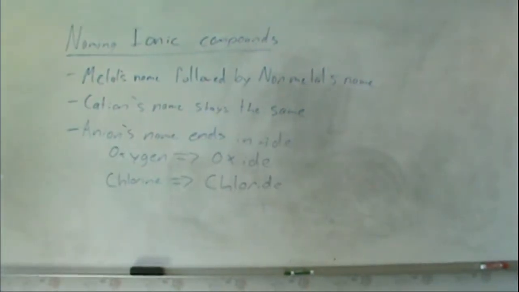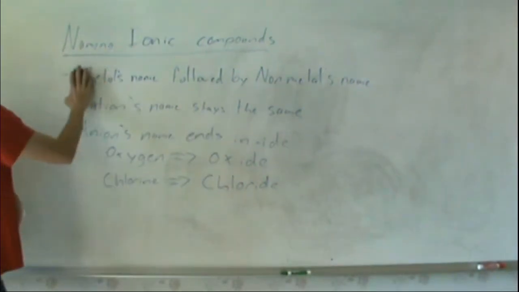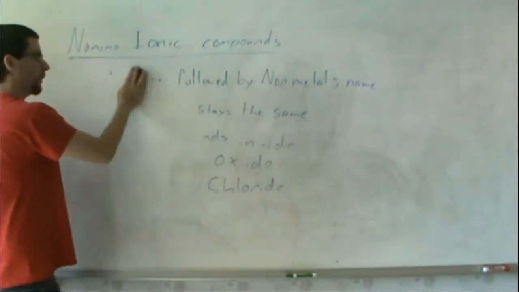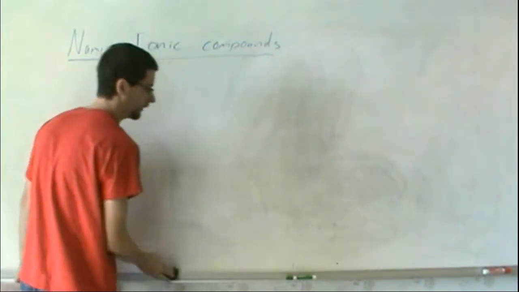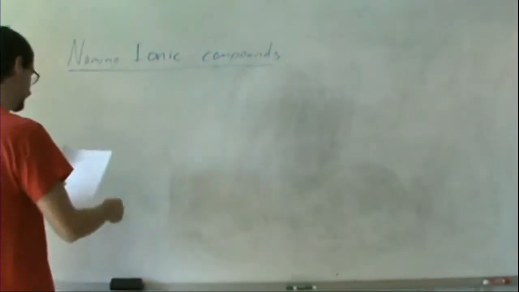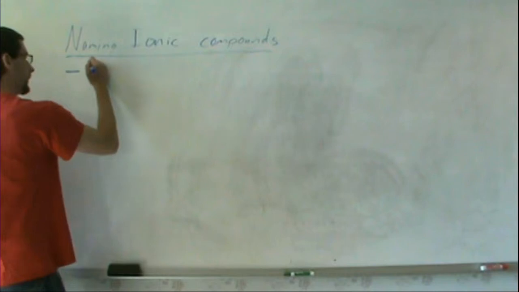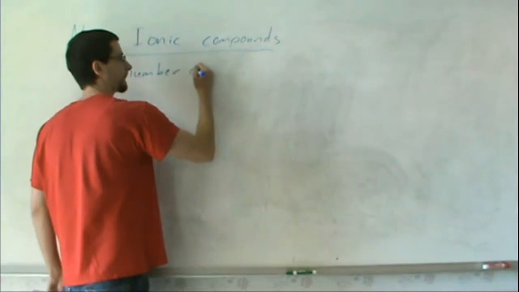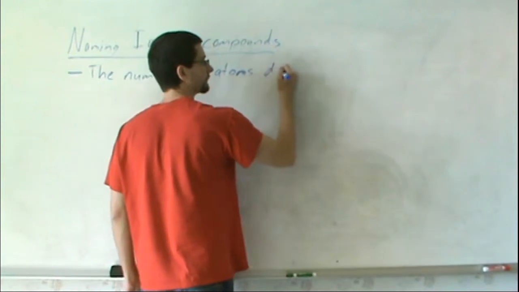There are a few other rules that we need to keep track of. In covalent compounds, you have prefixes that go before each of your atoms. For example, if you have carbon monoxide, you would have mono in the front. Now, in ionic compounds, the number of atoms does not matter.